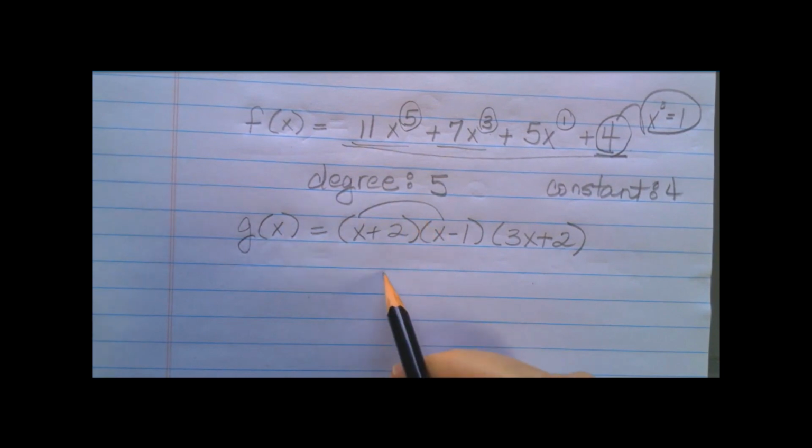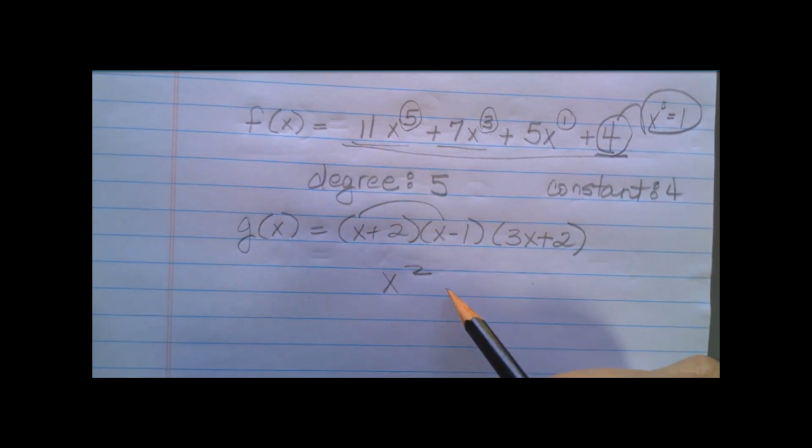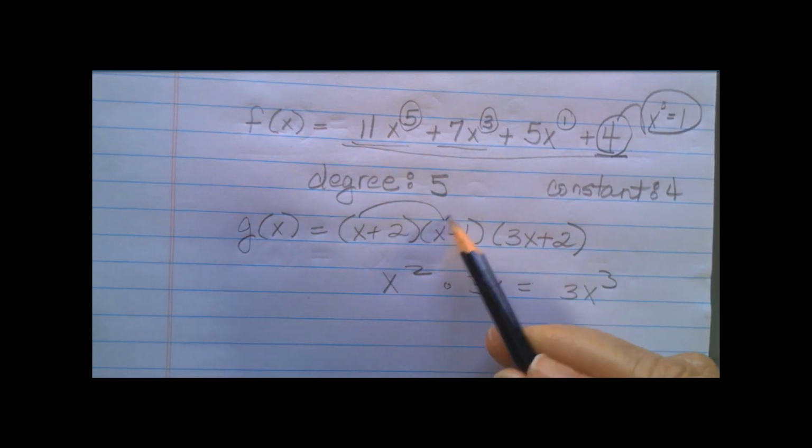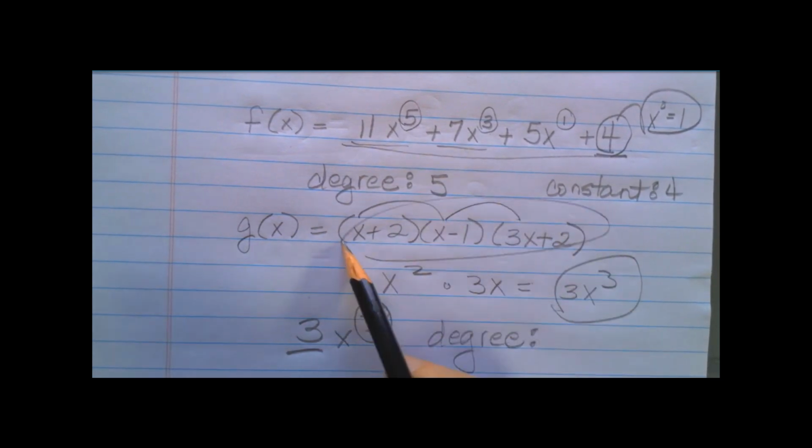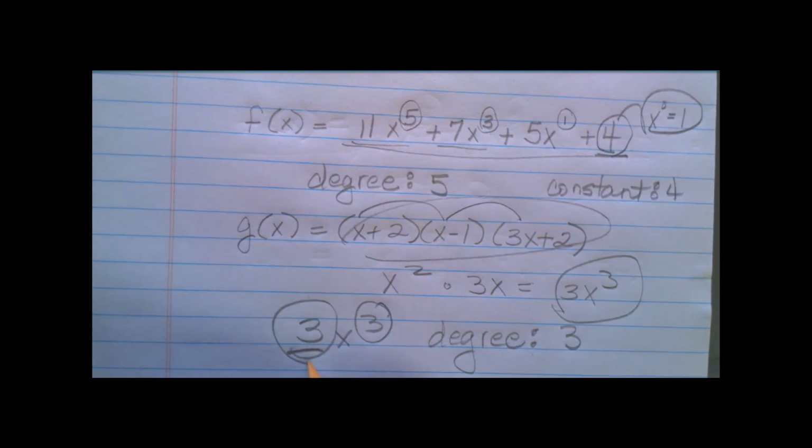X times x is x squared, and then x squared times 3x is 3x to the third. That will give us our leading coefficient, which is 3, and it also gives us the degree of our polynomial. So you don't have to multiply this all the way out to get the degree or the leading coefficient.